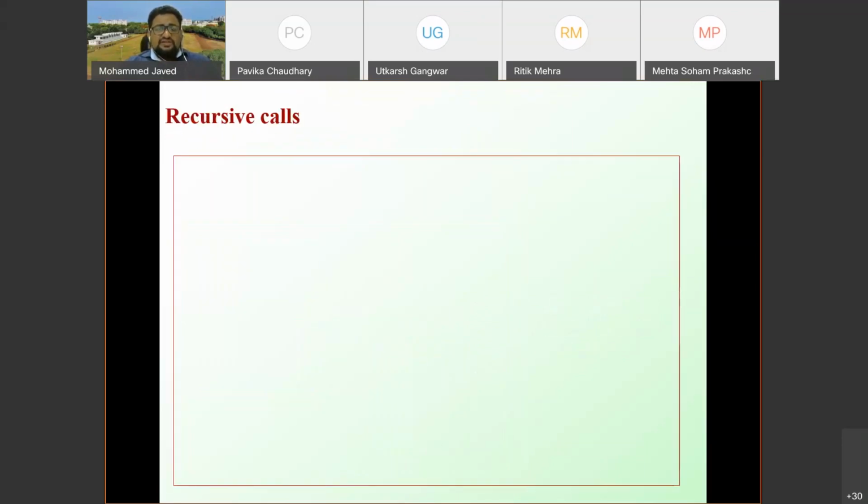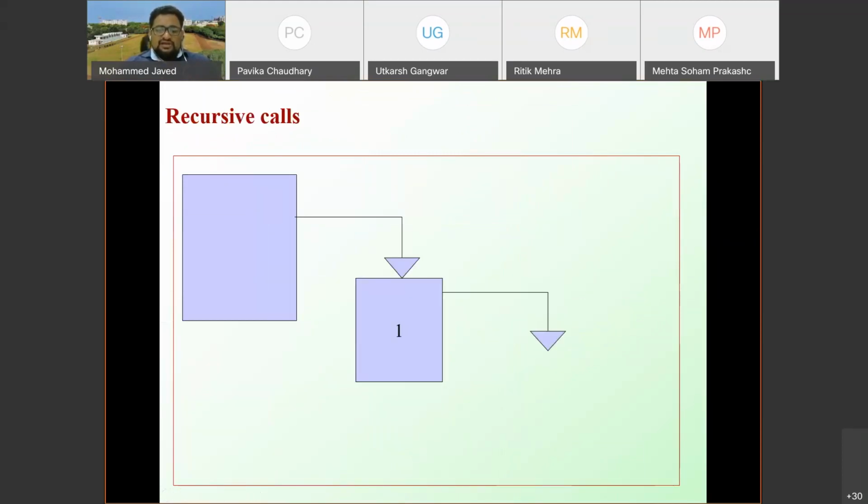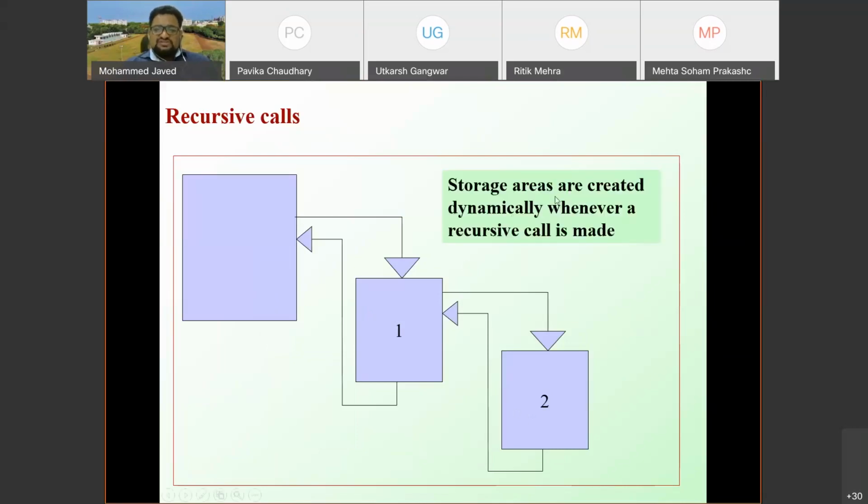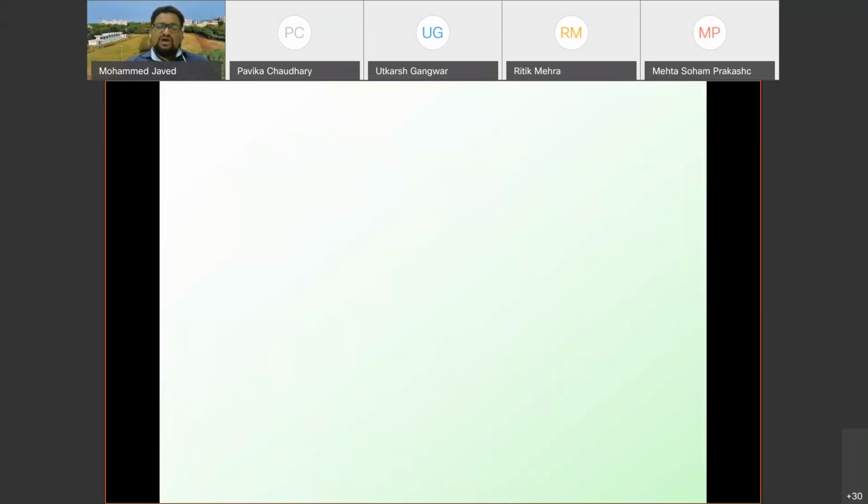On the other hand, there are recursive calls. In this case, the processor, the parent, can make a call to its child, child number 1, and in turn child 1 can call its own child, child 2, and child 2 will return the answer to child 1, that is, to its parent, and then child 1 will return the answer to its parent. So in this case, the storage areas are created dynamically whenever a recursive call is made. The memory allocation happens in a dynamic fashion.